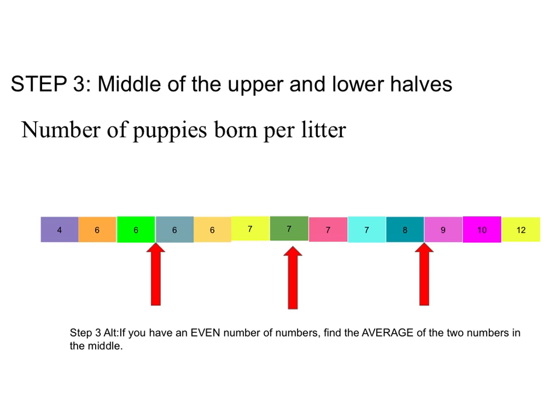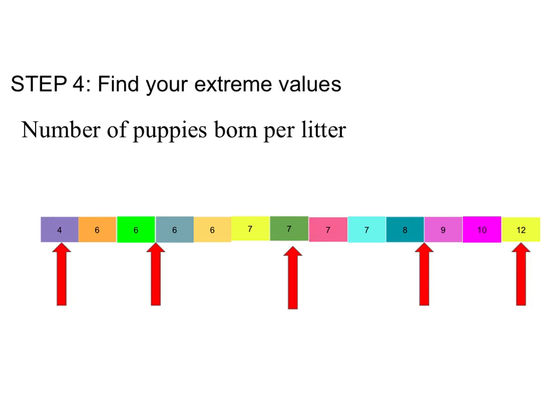Step 3, find the middle of the upper and lower halves. So here is the lower half of my numbers, which includes 6 numbers. Because I have an even number of numbers, I'm going to find the average of the 2 middle numbers, and that is going to be my point value or location of what I'm looking for. So in this case, the answer is 6. Next, I'm going to find the middle of my upper values. Again, since I have an even number of numbers, I'm going to find the average of the 2 numbers in the middle. In this case, 8.5. Step 4, find your extreme values. These are going to be the lowest value in your data set and the highest value in your data set.